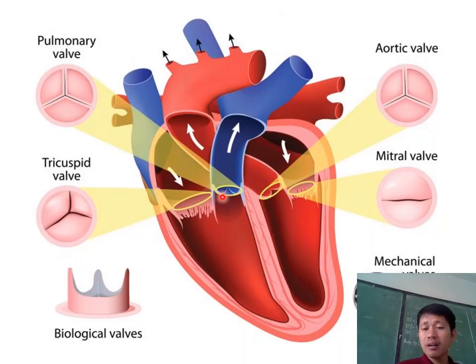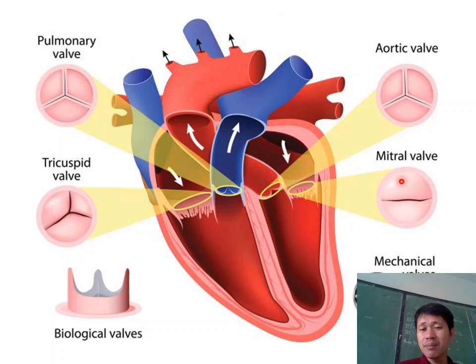Here are the four valves inside the heart. Let's start with the tricuspid valve. It separates the right atrium from the right ventricle, so that the blood will not flow back from the ventricle to the right atrium. Just like what we explained in the previous slide, valves prevent the blood from going in the other direction. It only allows the blood to flow in one direction, for example from atria into the ventricle, and not the other way around, because the tricuspid valve will close.